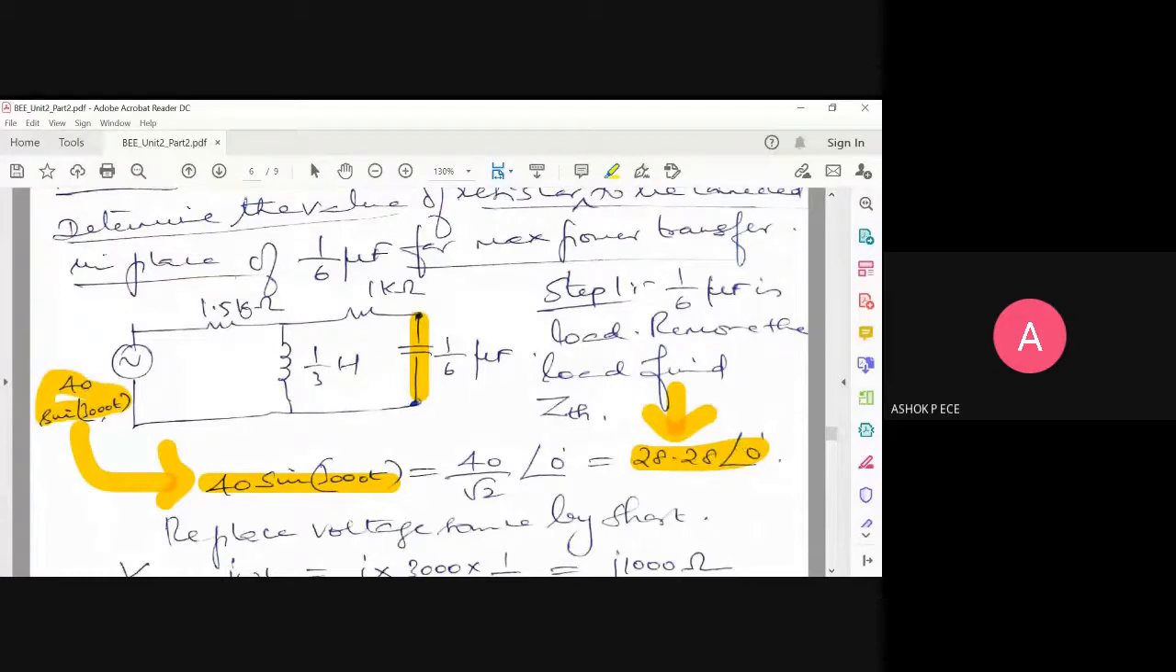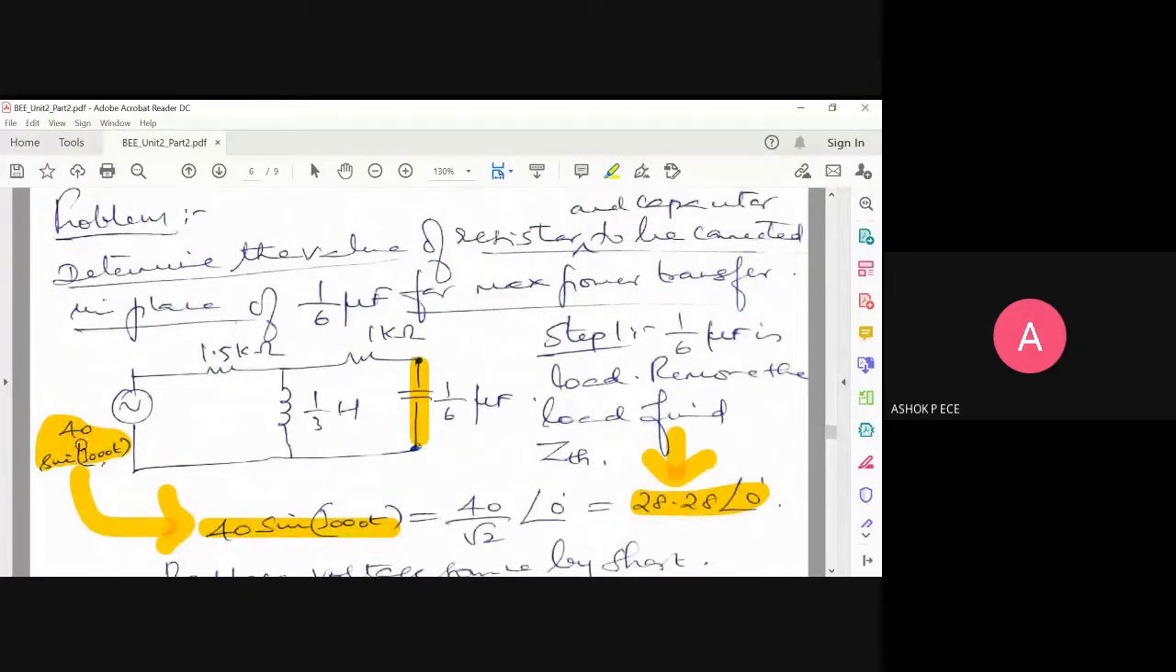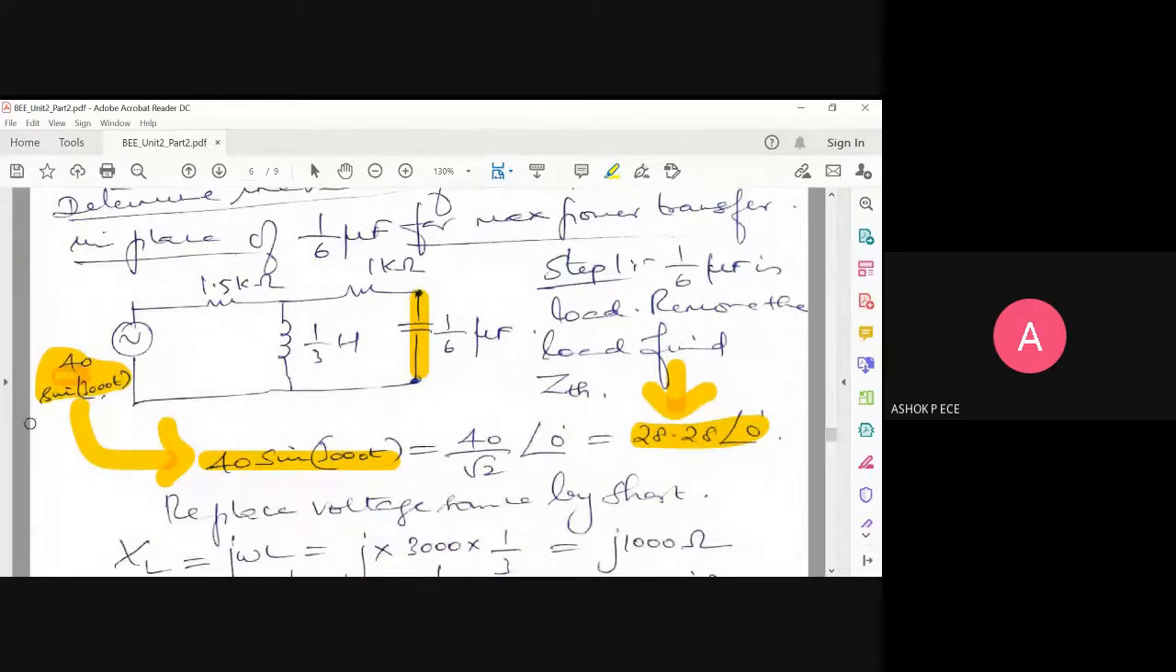But in this problem, we are given the time domain representation of the voltage source: 40 sin 3000t. I cannot use this directly, because everywhere in the circuit I have reactive terms, inductor and capacitor, and everything will have a j term. Here I have a t term, so I am converting the voltage source from time domain into polar format. In time domain, 40 sin 3000t means this 40 is your peak value, so I have to convert this peak value into RMS value. So it is 40 by root 2 angle 0, and 40 by root 2 is 28.28 angle 0.